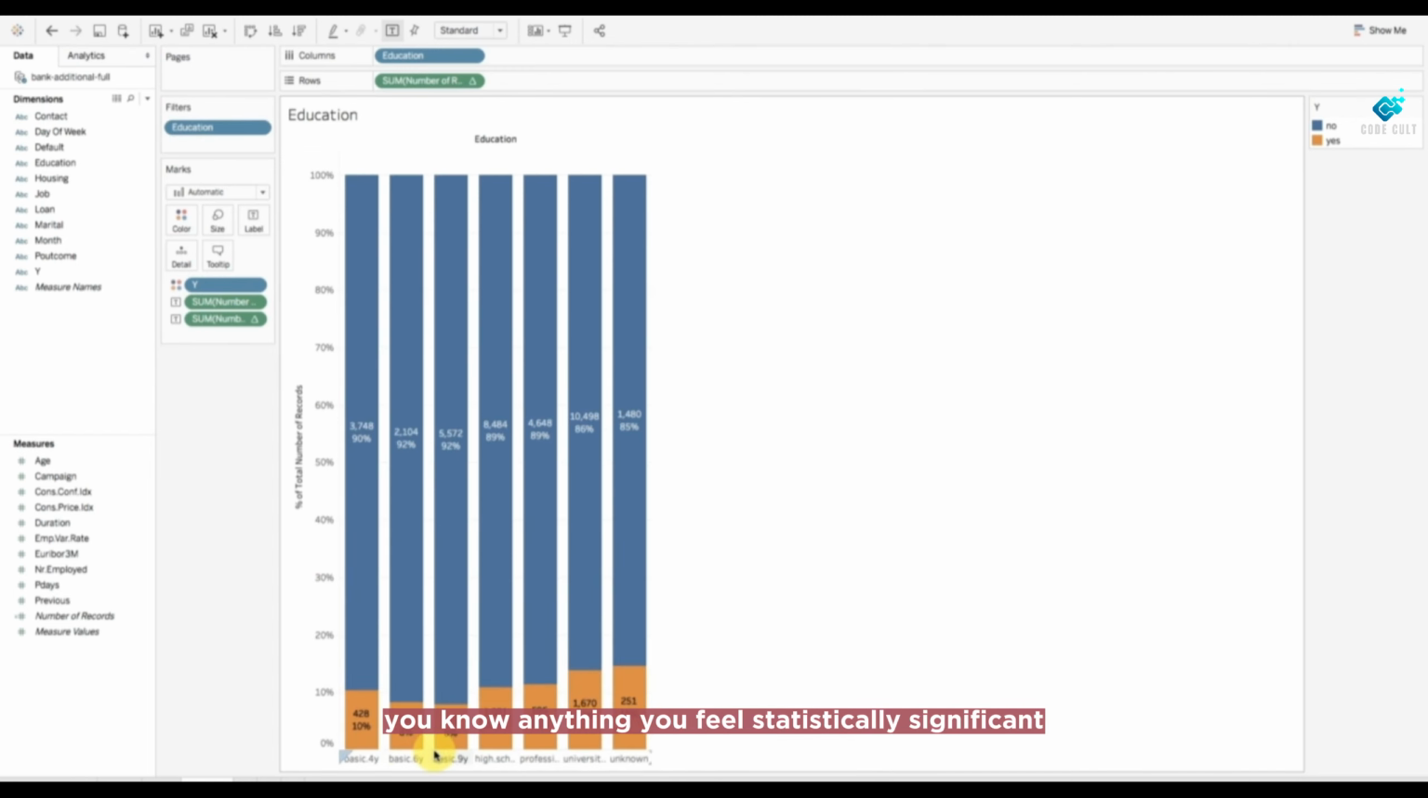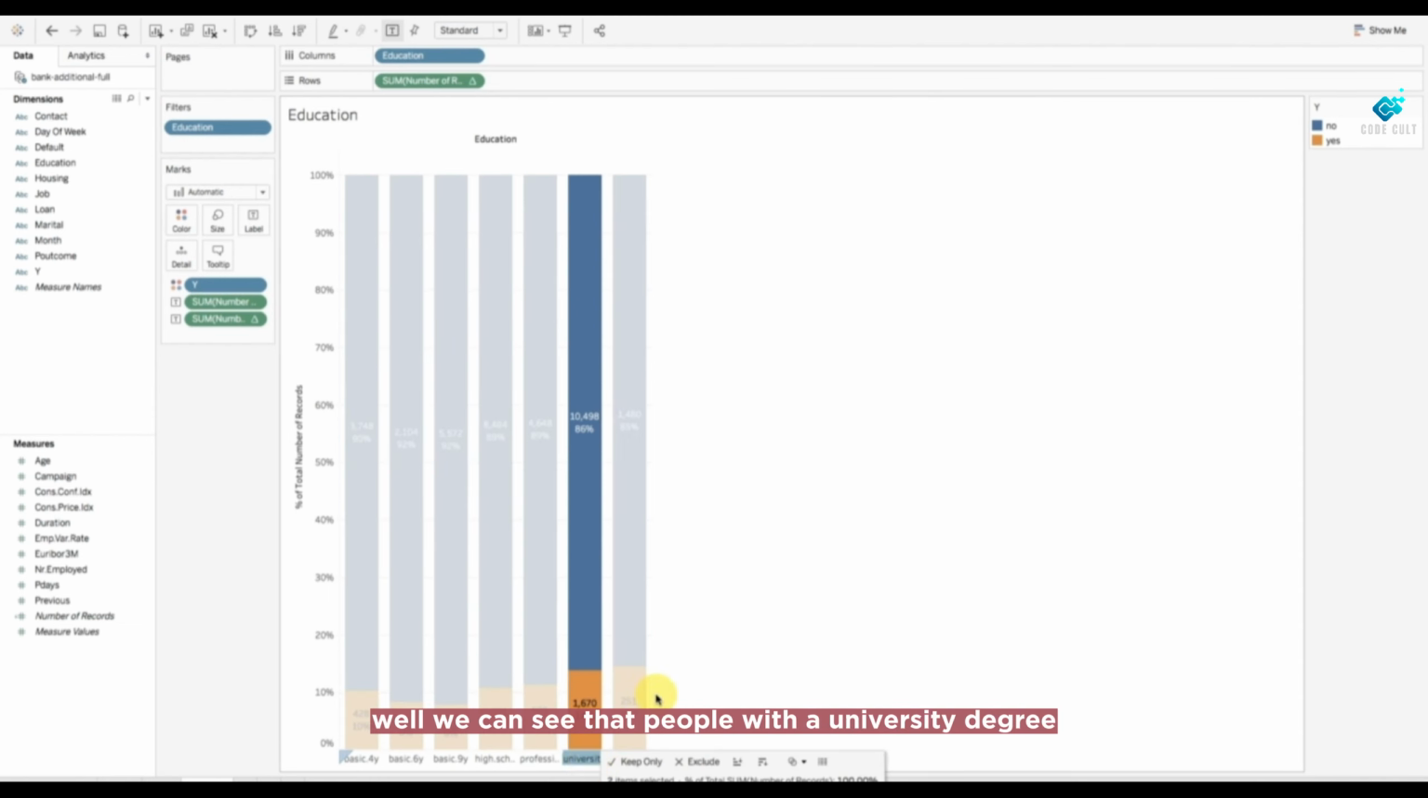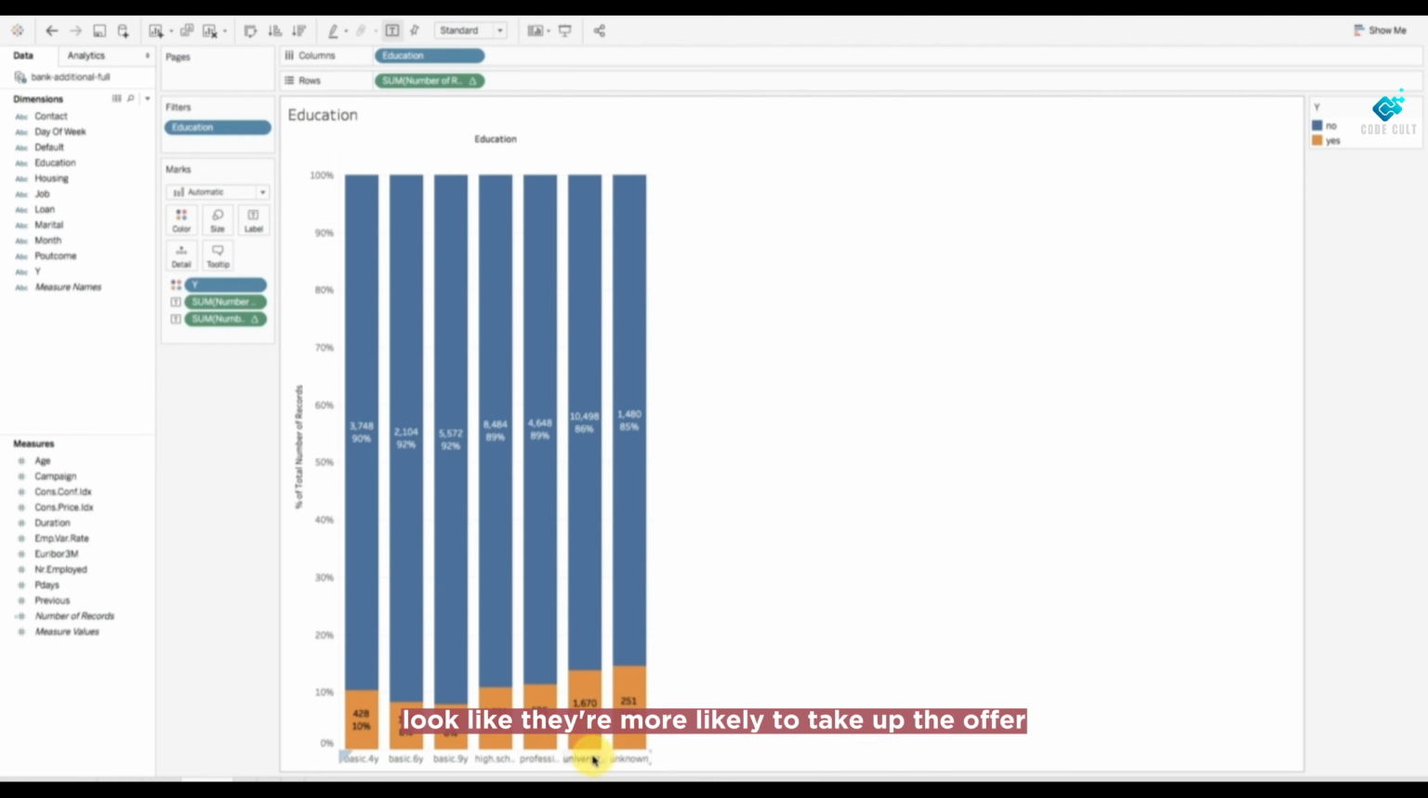Anything you feel is statistically insignificant, as a rule of thumb, try to go for at least 200 observations in each of these boxes. That will keep you safe, but in some cases it will still be statistically insignificant. So what do we see here? Unknown is unknown. Well, we can see that people with a university degree look like they're more likely to take up the offer than other people. Or especially people who have 4, 6, 9 high school professional. So maybe that's something worth pointing out.